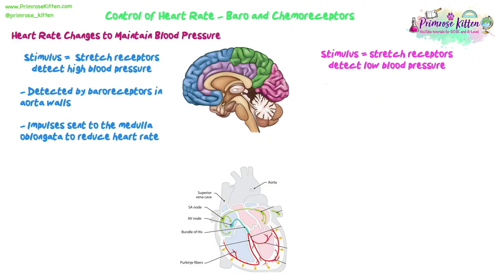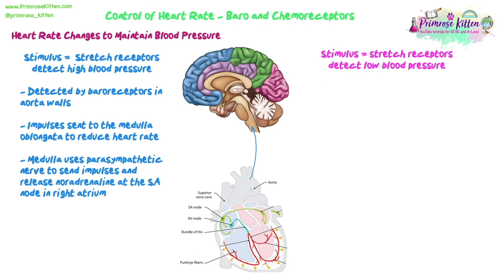So if our stimulus is that the stretch receptors or the baroreceptors have detected high blood pressure, then the impulses sent to the medulla are going to say we need to reduce the heart rate. And then the medulla is going to respond, after it's coordinated this response, by sending parasympathetic nerve impulses to release noradrenaline at the sinoatrial node that's in the right atrium. And as we said, they'll be using the parasympathetic nerve or the vagus nerve to do this.